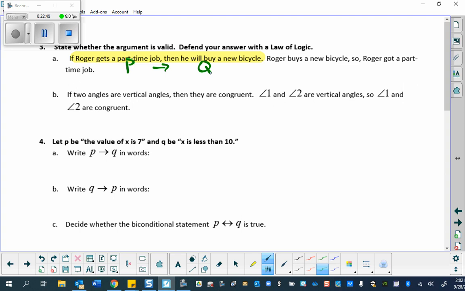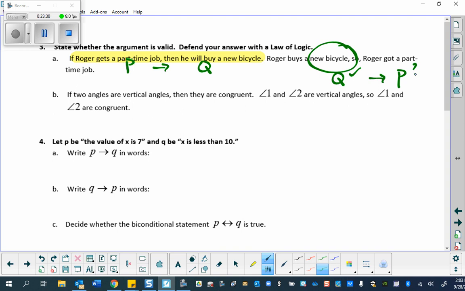Yeah. If P is true, then we know Q is true. Is this bicycle a part of our P conversation or our Q? It's part of our Q. So we know that Q is true. Does that mean that P is also automatically true? Is there another way Roger could have gotten that bicycle? Yes. Maybe Grandma gave it to him for his birthday. Maybe his neighbor was having a garage sale and it was super cheap. Right?